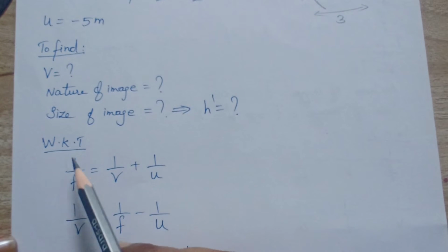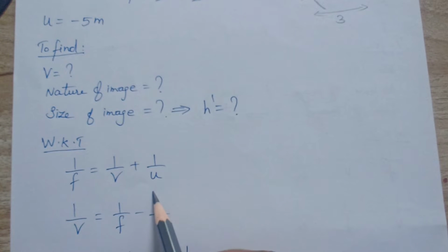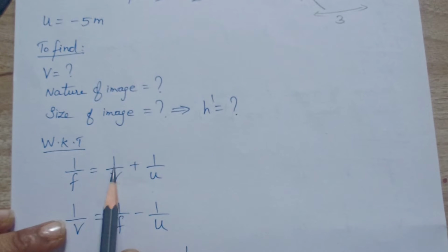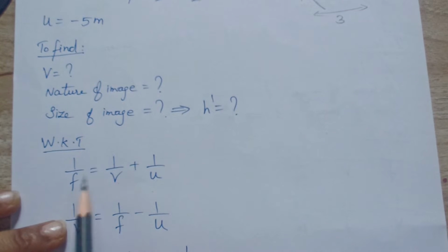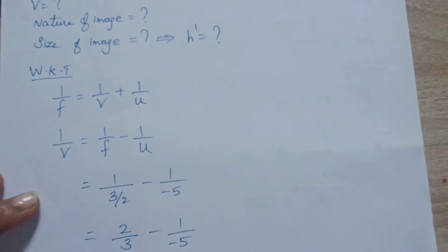So u, v and f are related by the mirror formula: 1 by f equals 1 by v plus 1 by u. You need to find only v, so keep it here. The 1 by u will move to this side, so 1 by v equals 1 by f minus 1 by u. Substitute the values. What is 1 by f? f is 3 by 2, so 1 by f means 2 by 3.